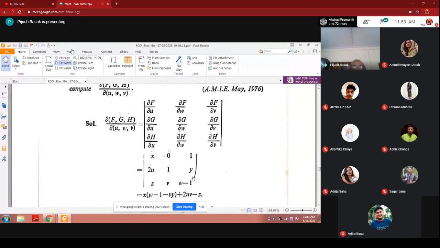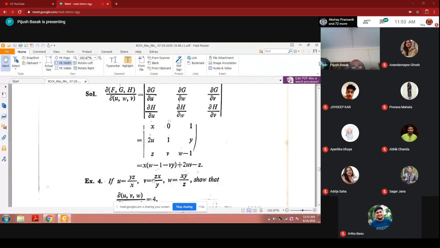So del g by del u is 2u. You can check, no problem afterwards. So ultimately, after simplification, you will get this. It is not difficult at all. You will be given the function, find out the partial derivatives, put them in the Jacobian, and the result will be yours.